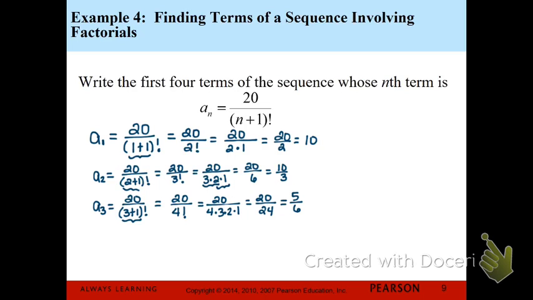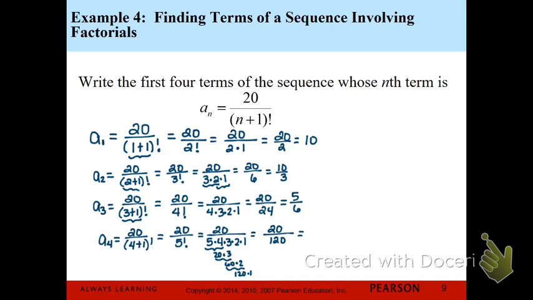And then my fourth term. What is my n for the fourth term? 4. Plus 1 is 5. So we have 5 factorial on bottom. How would I write out 5 factorial? 5 times 4 times 3 times 2 times 1. Or you could just skip the 1 altogether. So we got 20 over, what's 5 times 4? 20. Times 3? 60. Times 2? 120. Times 1? 120. So we end up with 120 on bottom.